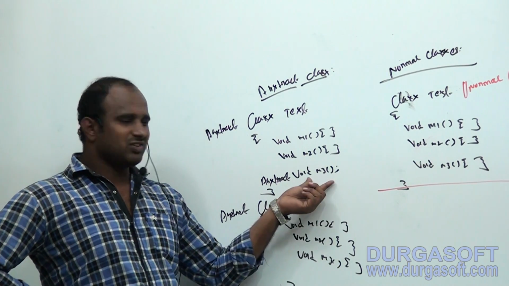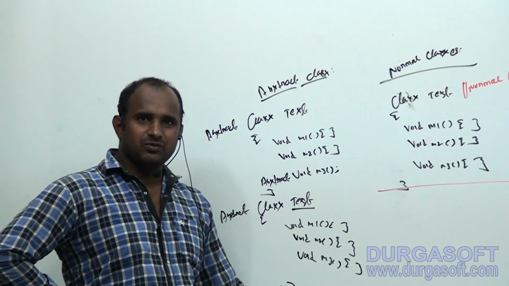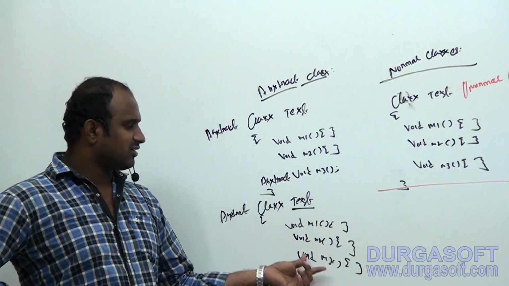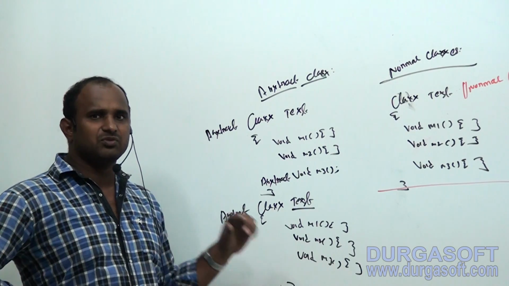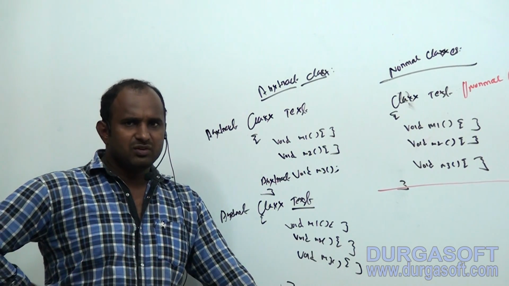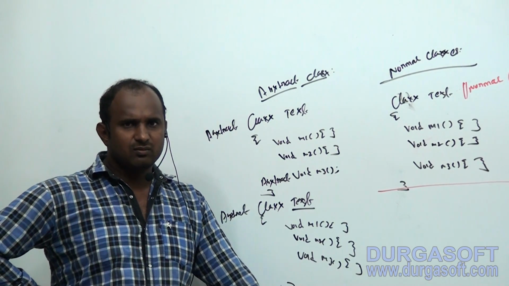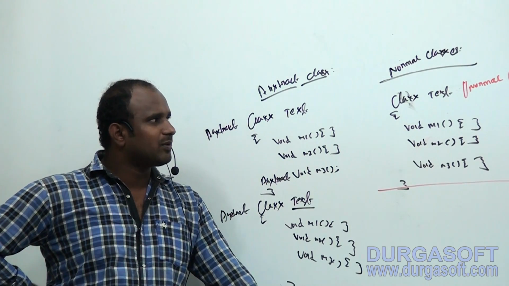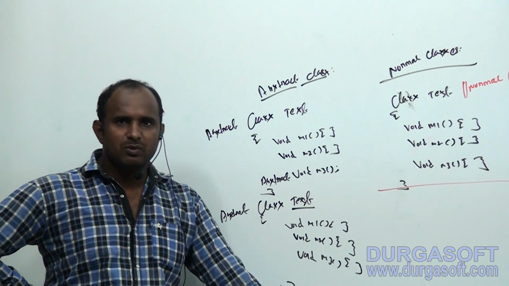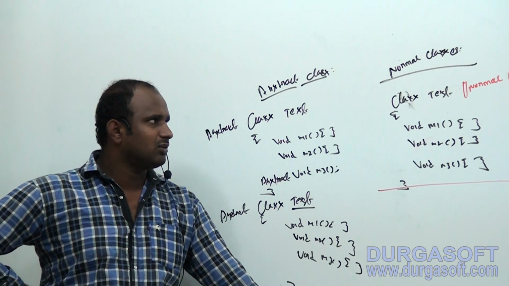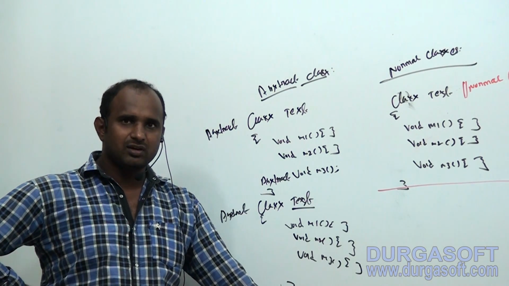Don't stick with the first definition, that an abstract class contains abstract methods. In some situations an abstract class doesn't contain any abstract method, and still the class is abstract. In real-time projects there are such scenarios. So, clear? In total, how many types of methods are there? Two types: normal method and abstract method. How many types of classes? Two types: normal class and abstract class.